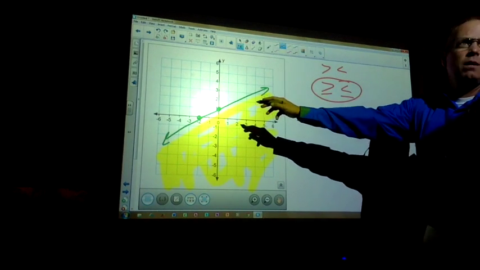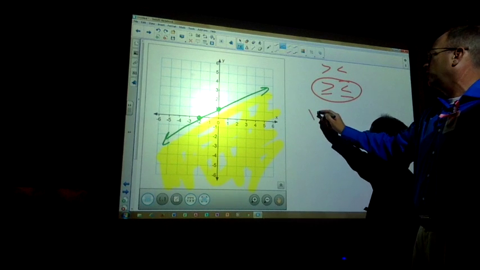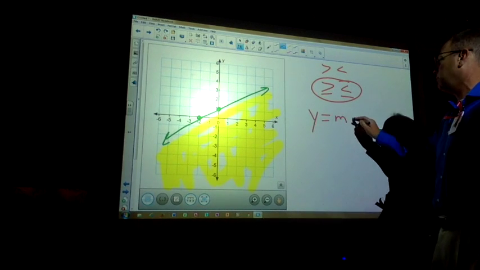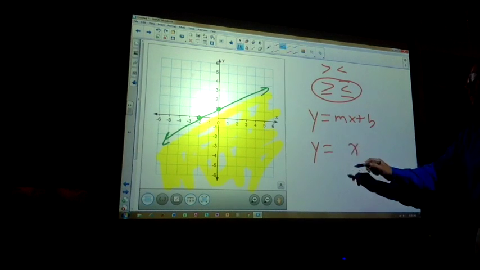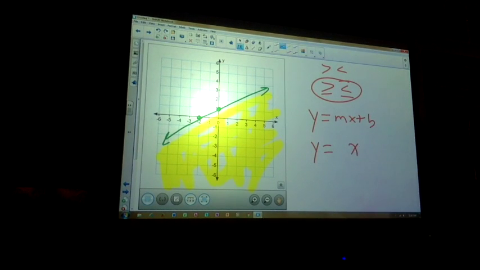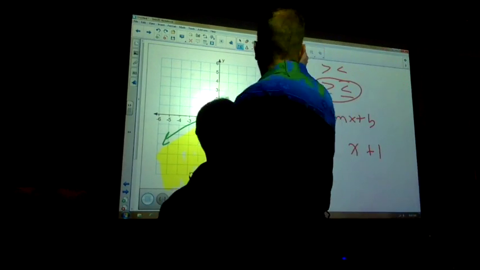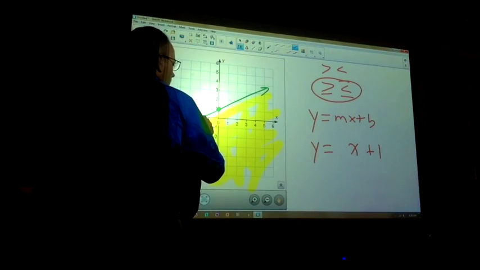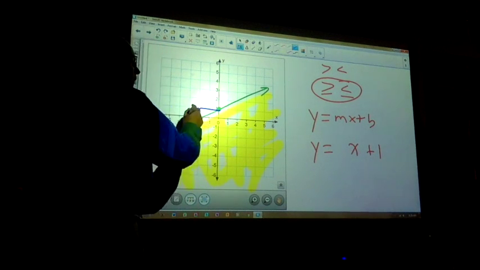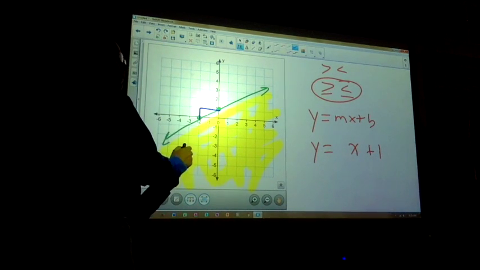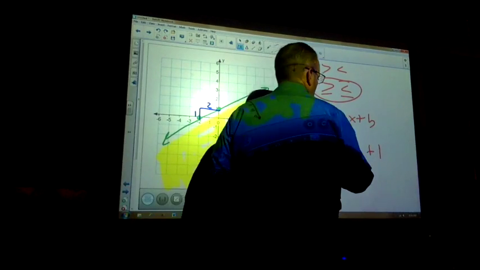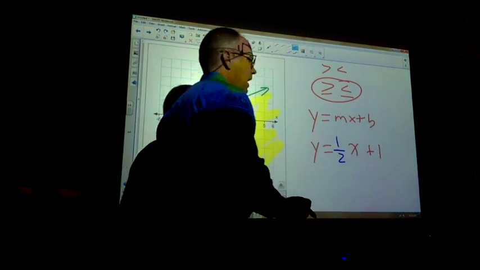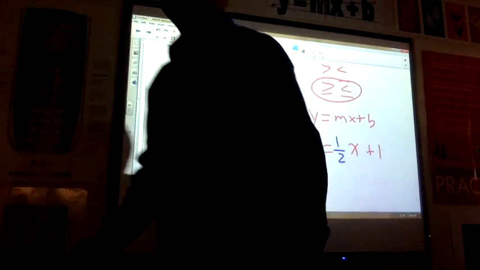I can figure out the slope and the y-intercept. I'm going to use y equals mx plus b. What is my b value? Positive 1. Good. Let's figure out what the slope's going to be. If I go from here to here, how far did I go up? How far did I go over? Up 1 over 2. So my slope is 1 over 2, 1 over 2x.